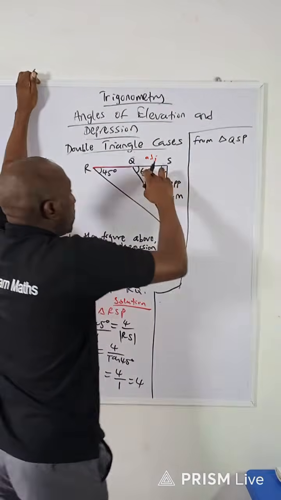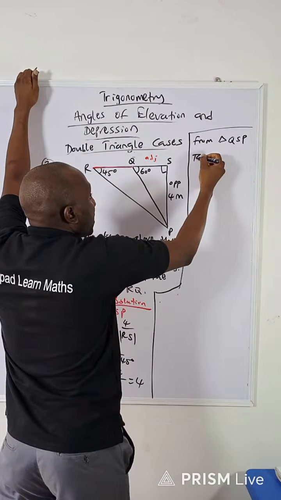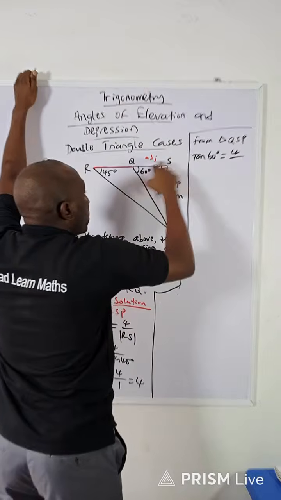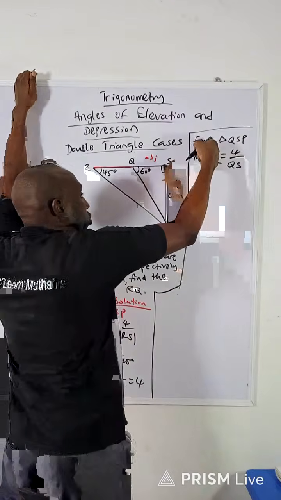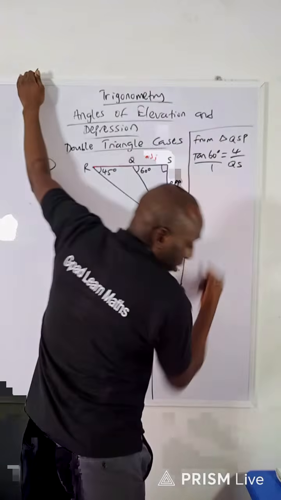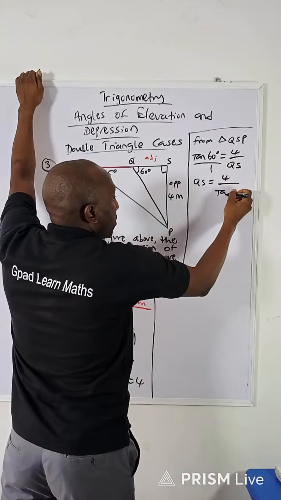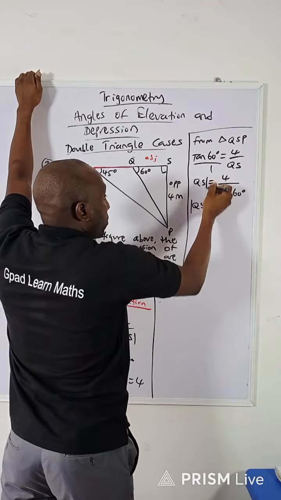So that's opposite over adjacent. So that will be tan 60 degrees is equal to 4 over QS. Again, just move this on top here and move tan 60 down. So QS is equal to 4 over tan 60 degrees. So QS is equal to what?